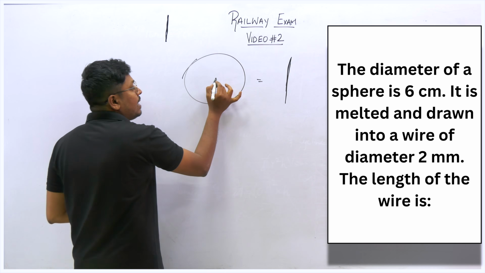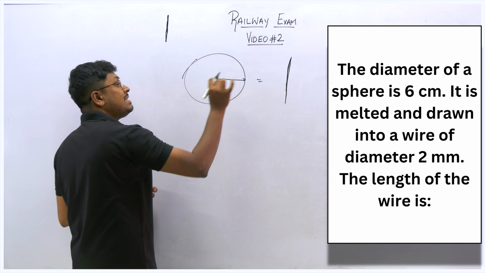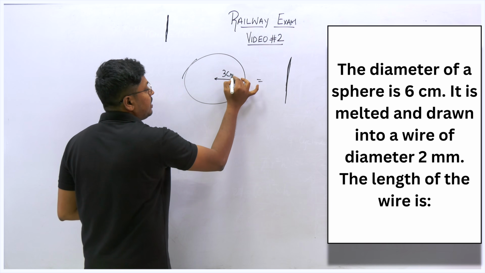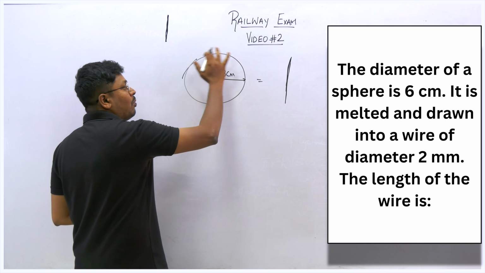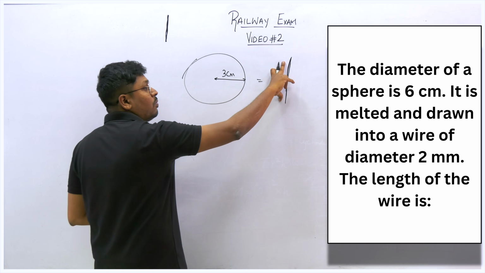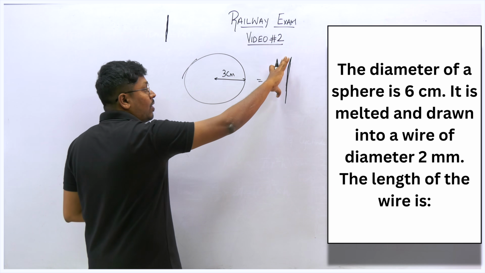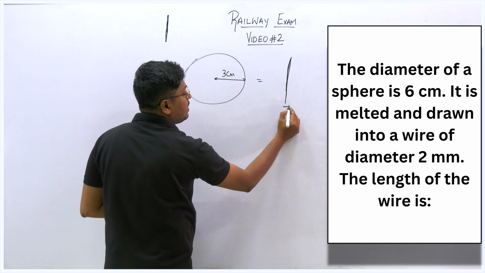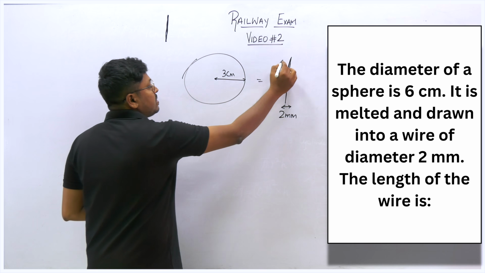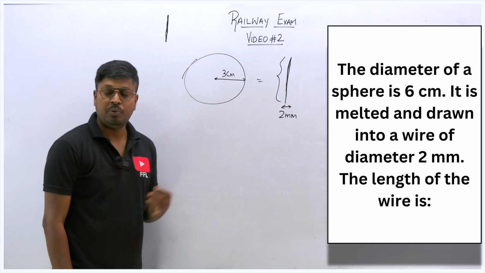So here, when you take the sphere, the diameter has been given in the question. Diameter is 6 centimeter, so half of the diameter will be the radius, which is 3 centimeter. Now first we have to find the volume of the sphere. By using this volume, our target is to form a wire which looks like a cylinder, right? The wire will be in the form of a cylinder. For this wire, they have given a diameter. The diameter is 2 mm. And our target is to find the length of the wire, which will be the height of the cylinder, right? Both are the same.